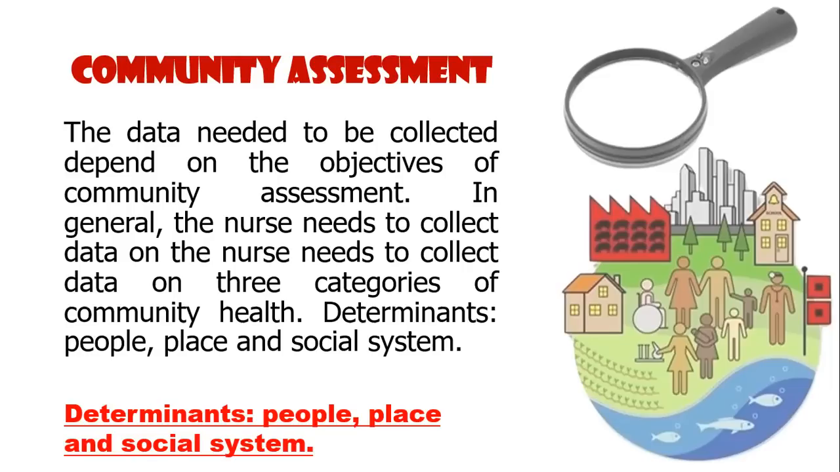For place, that's the environment. You need to assess the environment. Is the environment of this community prone to diseases? Is it dirty? Is it not that clean? We should assess that. And even the social system. The social system is one of the factors in the determinants of health, so we should also assess that. Again, what do we need to assess, or the determinants? We have the people, place, and social system.